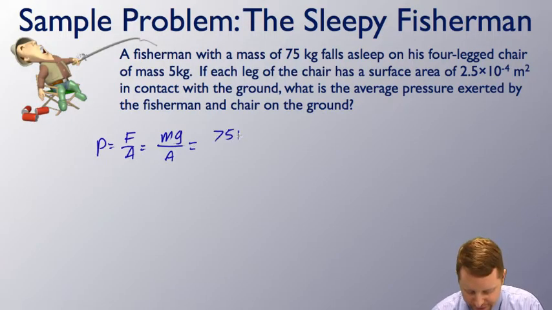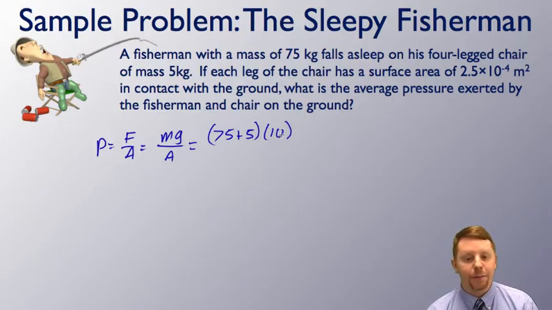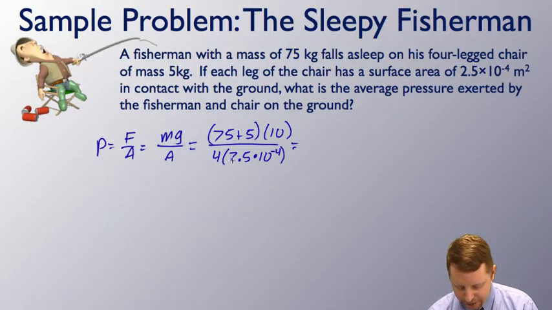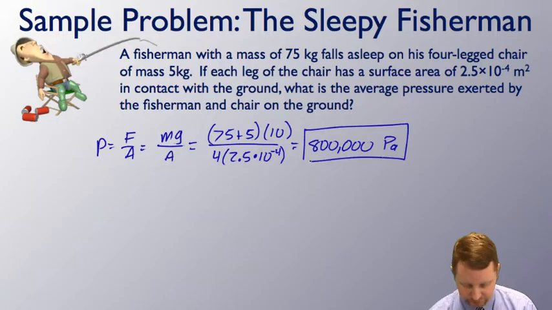Mass is going to be 75 kilograms plus 5 kilograms, the fisherman plus the chair, times, let's assume the acceleration due to gravity is about 10 meters per second squared, divided by the total area, which is 4 legs of the chair, each with a surface area of 2.5 times 10 to the minus 4 square meters. That's 80 times 10 divided by 10 to the negative 3, about 800,000 pascals. Great.